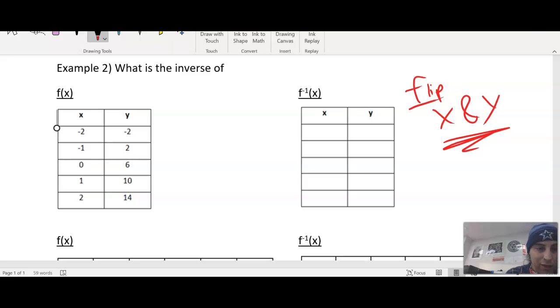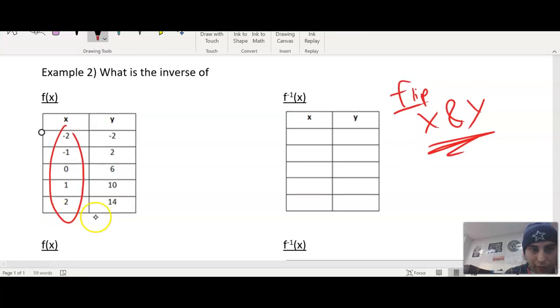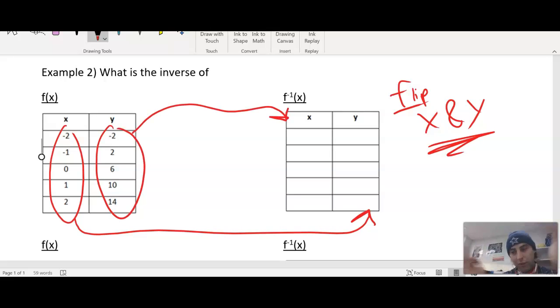So on this one, this whole side is now going to go to the y side, and this y side is going to go to the x side. You're just flipping left to right, right to left. That's it. Now the first point is the same on both sides, so negative 2 is the same.